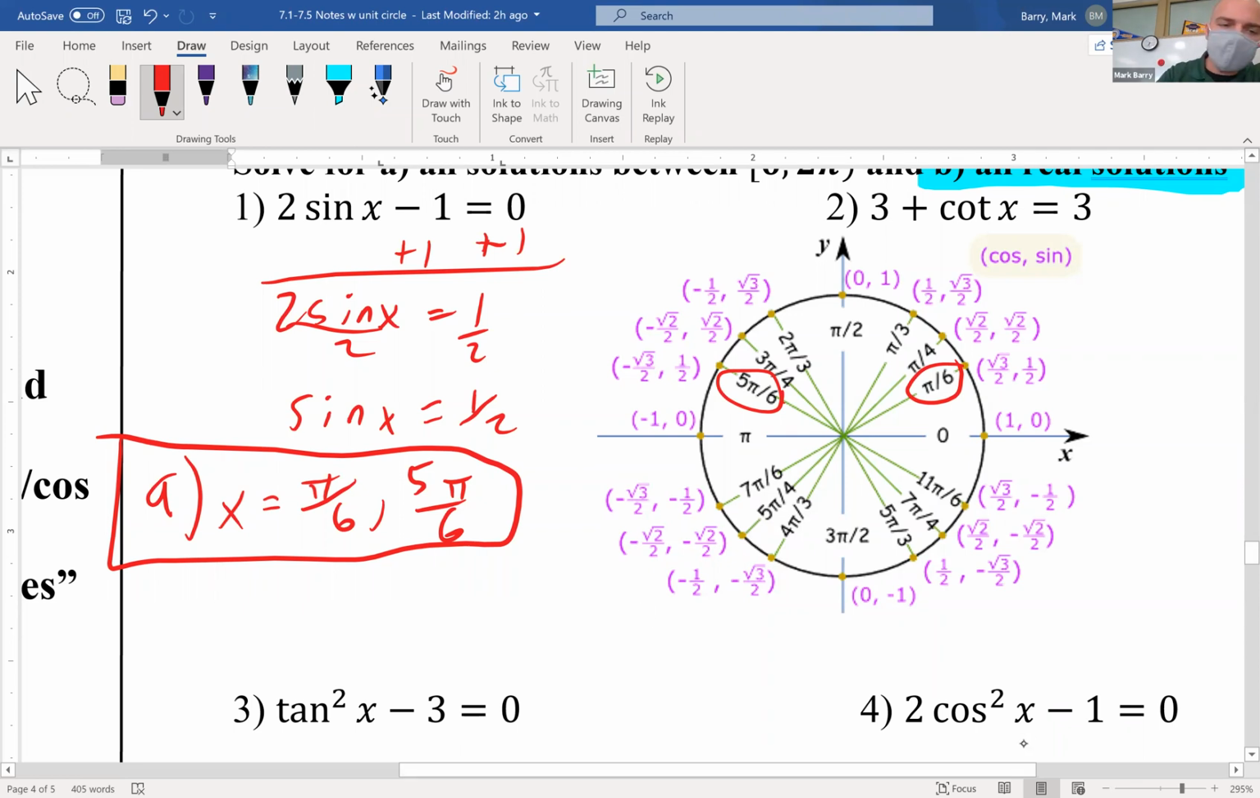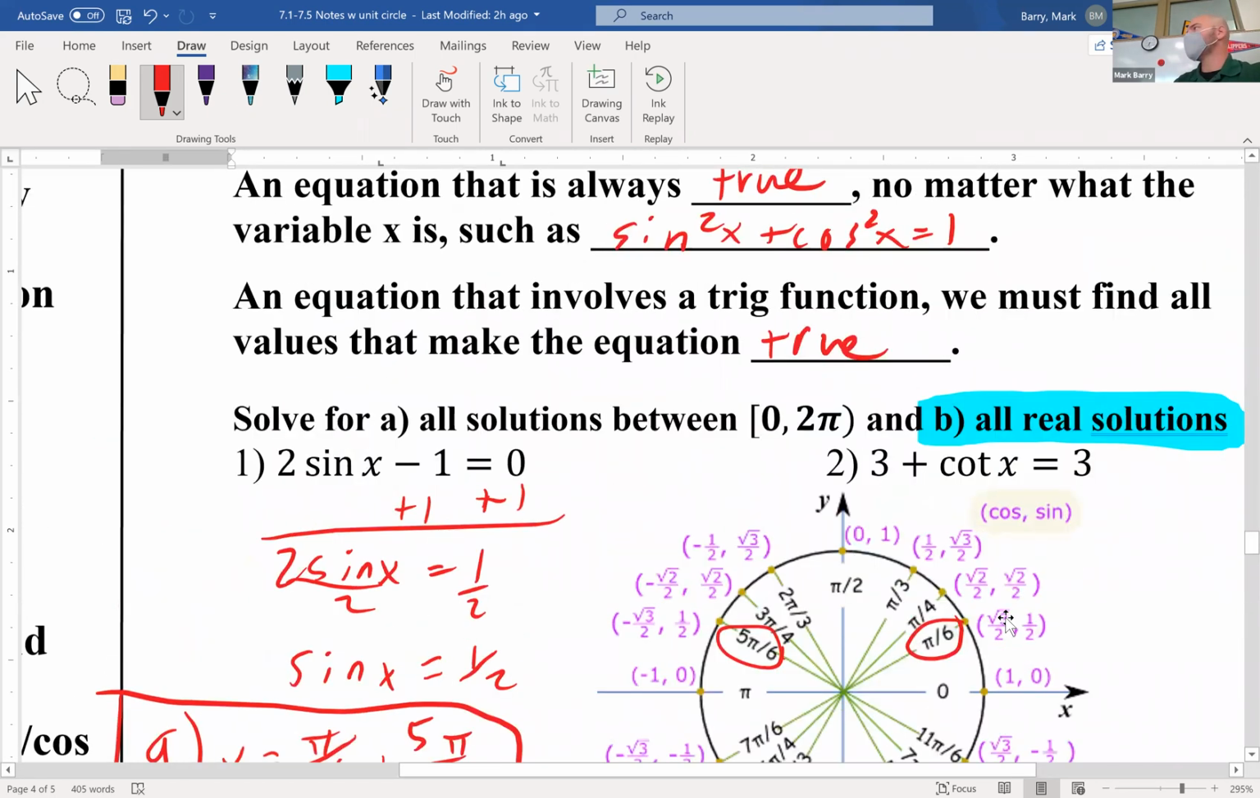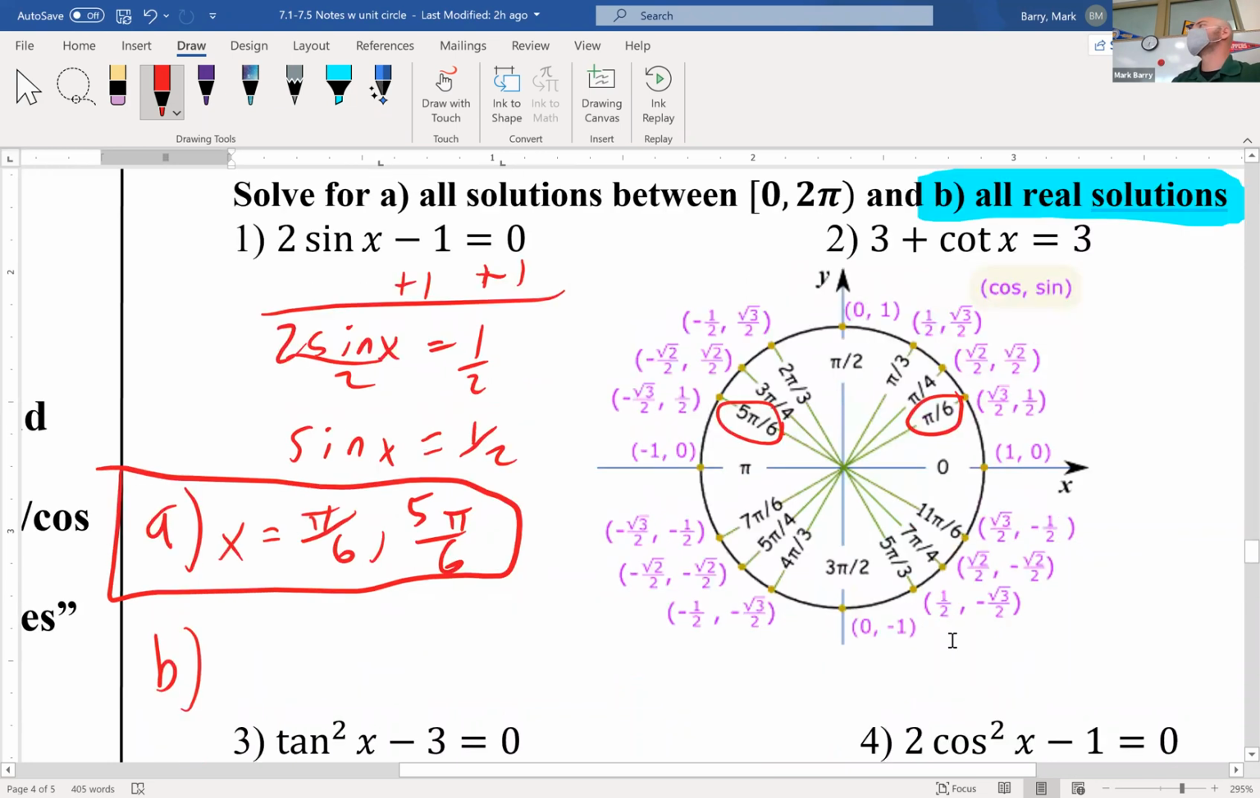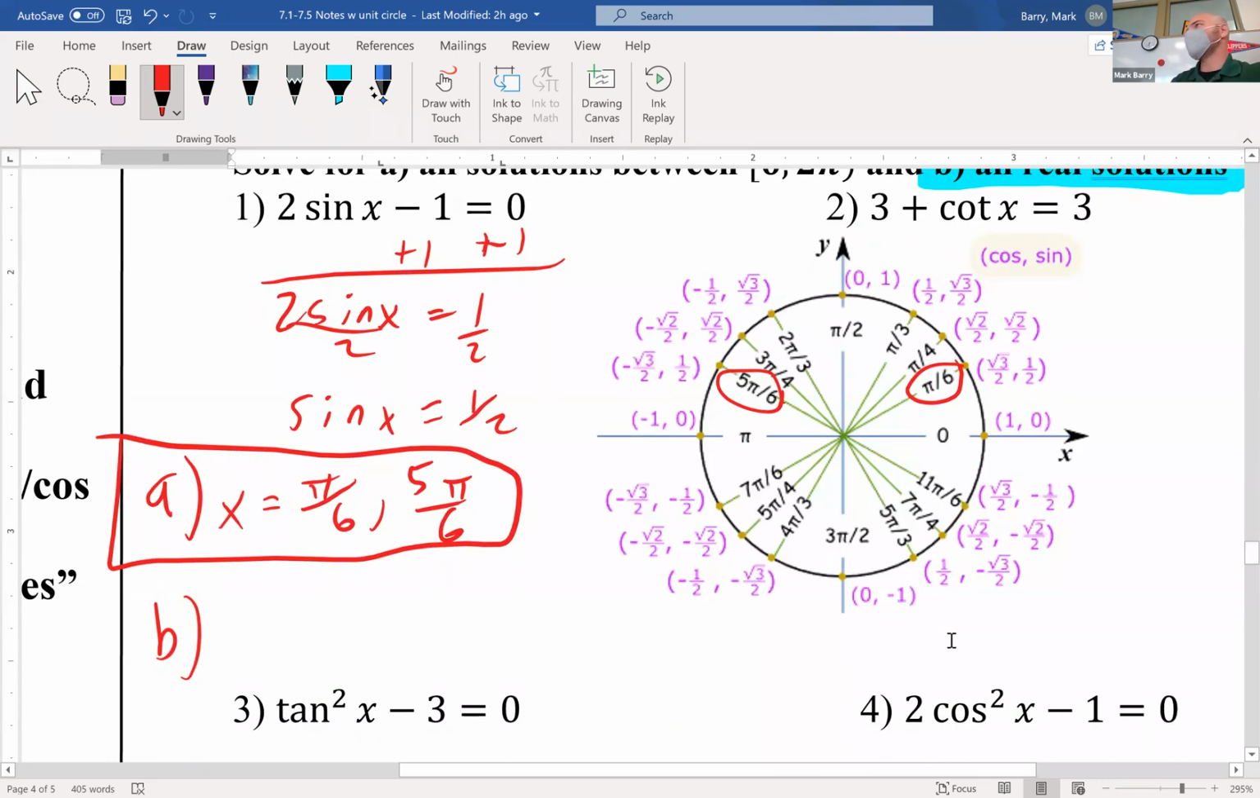All right, so now let's move on to part B, which is kind of the more important part for WebAssign, which is all real solutions, okay? So what are all real solutions? Let me kind of explain this. So we know that pi over 6 is a solution, correct? But remember coterminal angles, all right? Coterminal angles, we talked about those. And that said that if you add 2 pi, you get an angle that's in the same spot. And if it's in the same spot, it has the same sine, cosine, tangent, and everything.